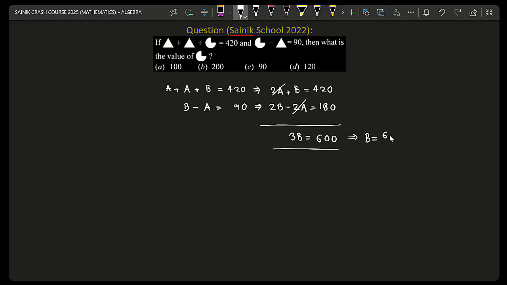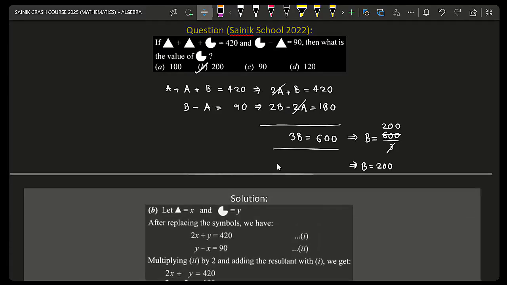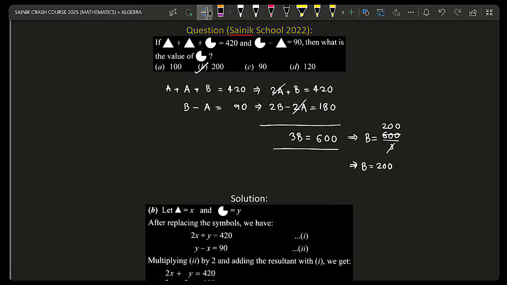That is 600 divided by 3. It's going to be 200. So the value of B we got is 200. So answer is option B. So this is how we eliminate one variable to find the value of another variable.